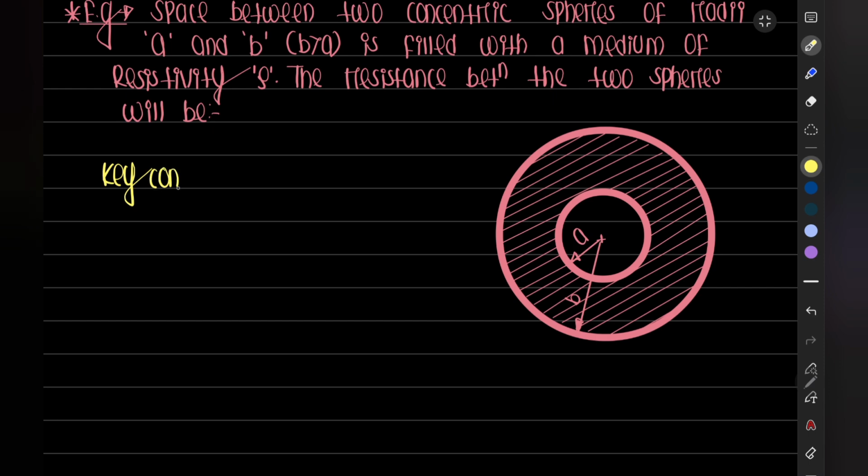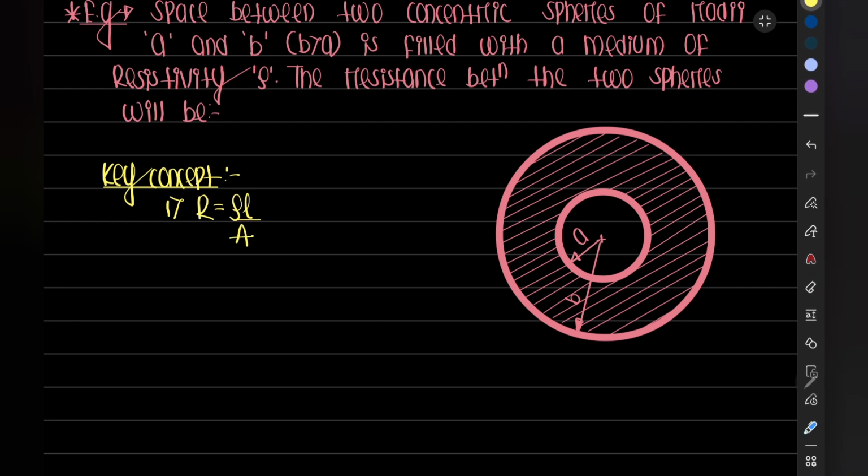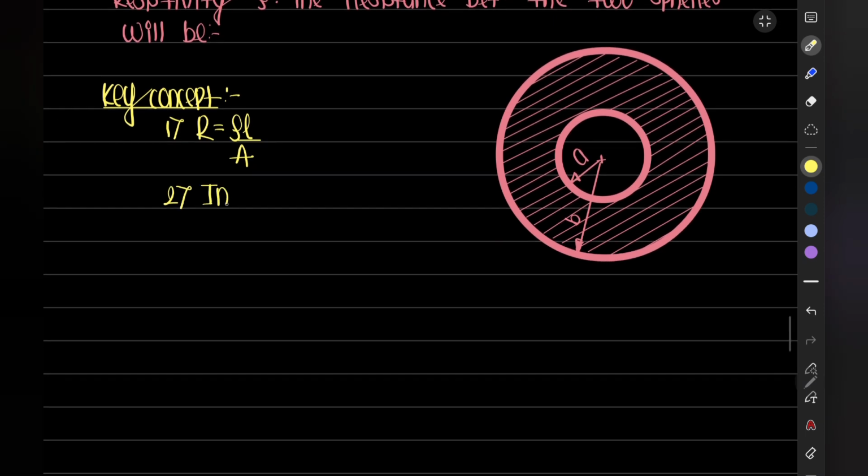The first key concept which we are going to use is the formula for resistance, R equals rho L by A. So we are going to cut one small sphere from this big sphere, and for that small sphere we will find the small resistance and then we will integrate it. And the second key concept is the concept of integration, which I have already explained. So these two concepts we are going to use.